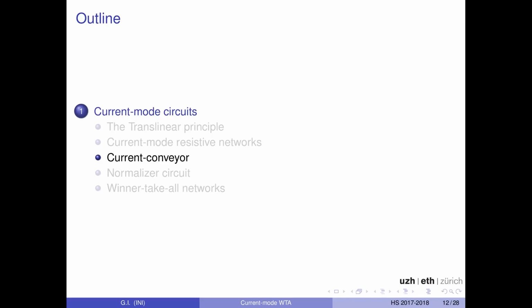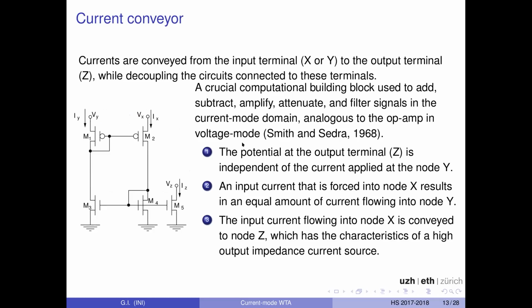So the invention of the current conveyor came from top down, from the need of having a building block and from definitions. First people invented the definition of the current conveyor, and then people invented the schematics that actually comply with the definition. So the definition is basically saying that, if we want to do current mode computation, we need a building block in which currents are conveyed from the input terminal to the output terminal.